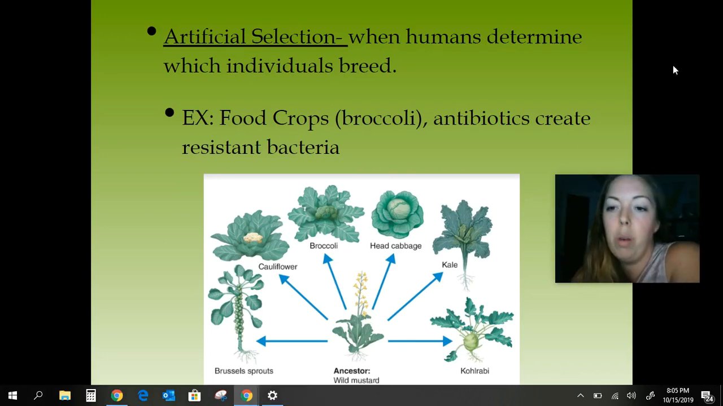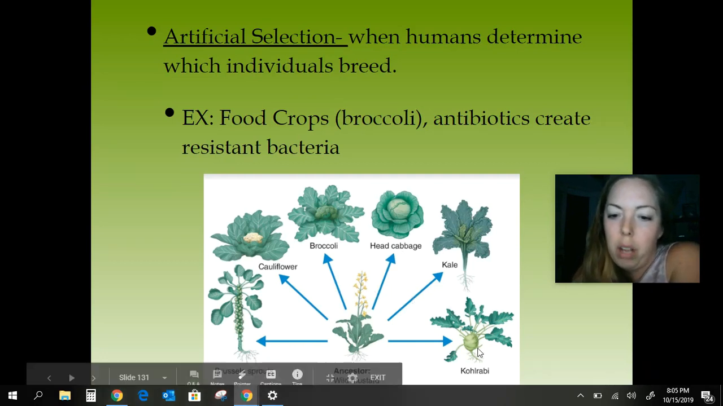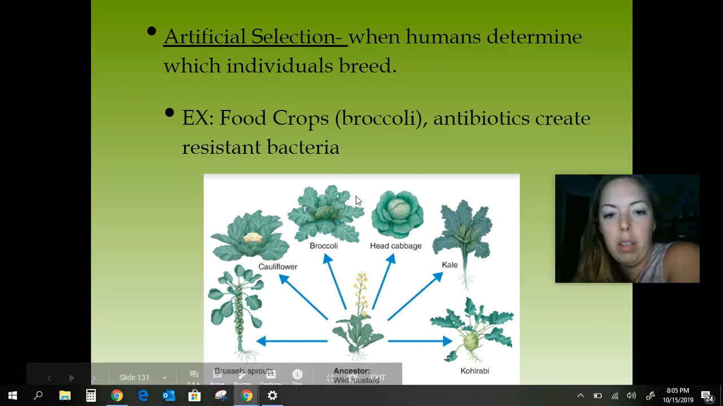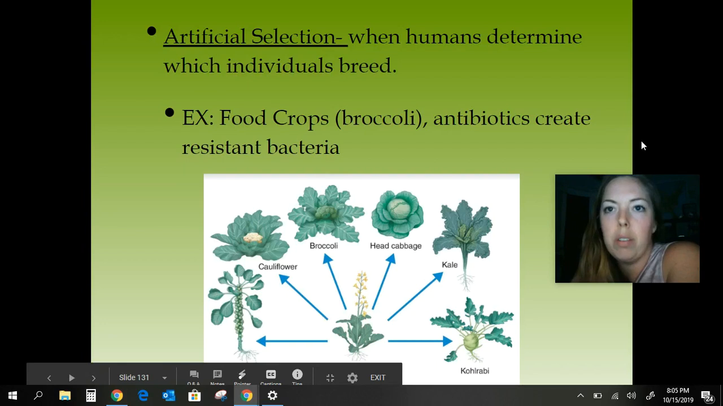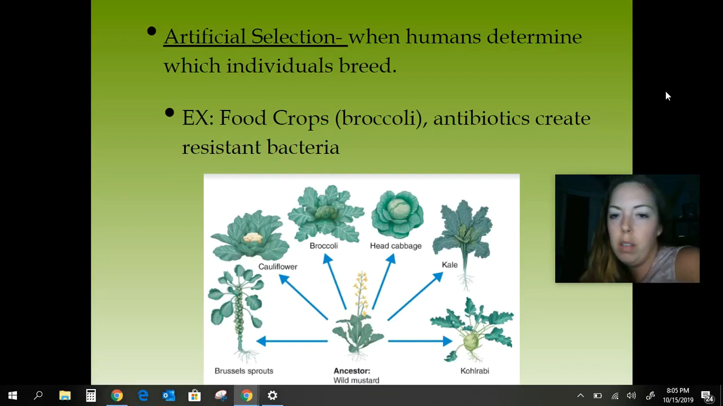So depending on what we want, we could artificially select the leaves for the kale, or, it's been years since I took plant systematics, but you get the picture, right? The root for kohlrabi, okay? Stuff like that. We've been able to make these different plants. So every time you eat these things, you're really eating wild mustard. Okay, pretty cool.